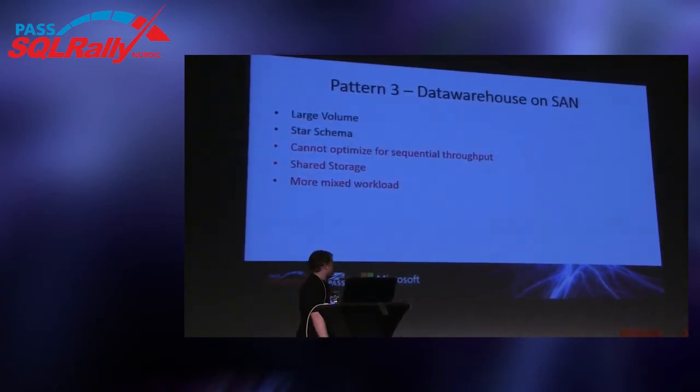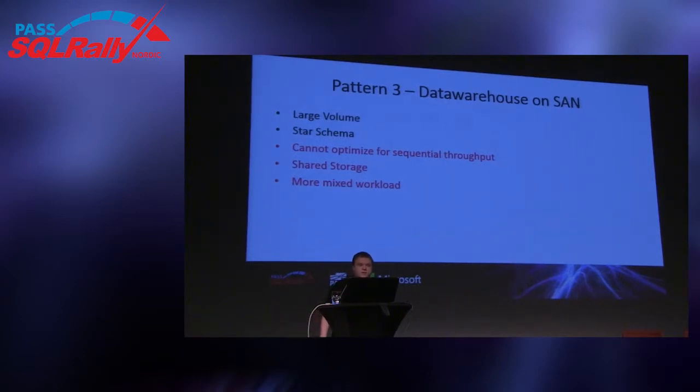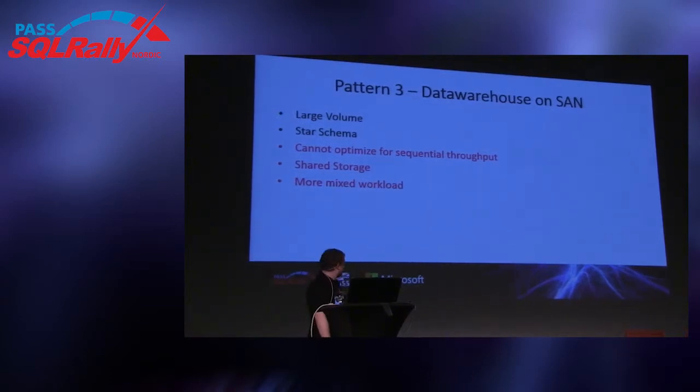You can't optimize for sequential throughput because you're going to be on a shared SAN. So if someone's done a consolidation effort, even though you might have a chunky VM or maybe a physical box plugged into an existing SAN, chances are you're going to have to share that with someone. So you're not going to get that sequential throughput. And it's usually, like I said, a mixed workload. So it's not just the data warehouse running on there. So you have to plan as such.